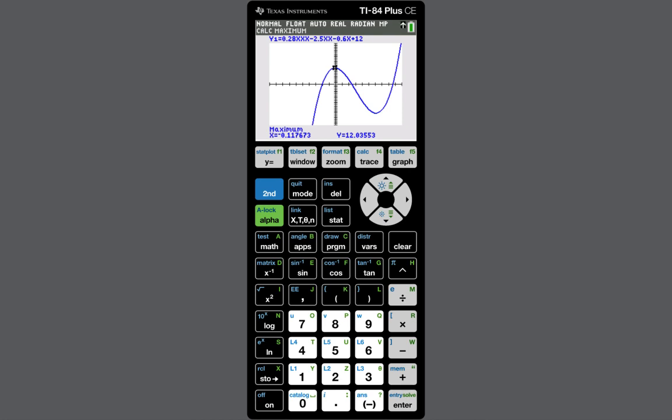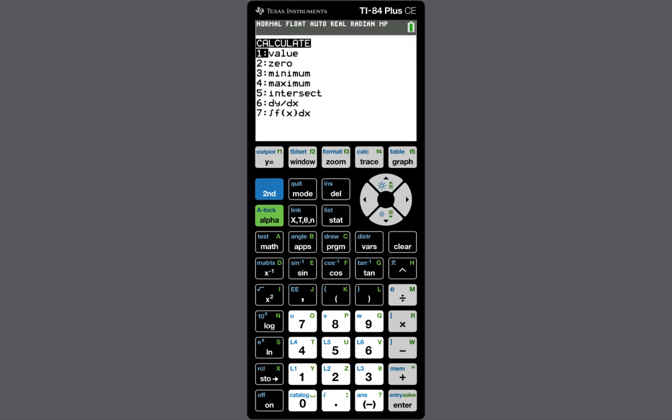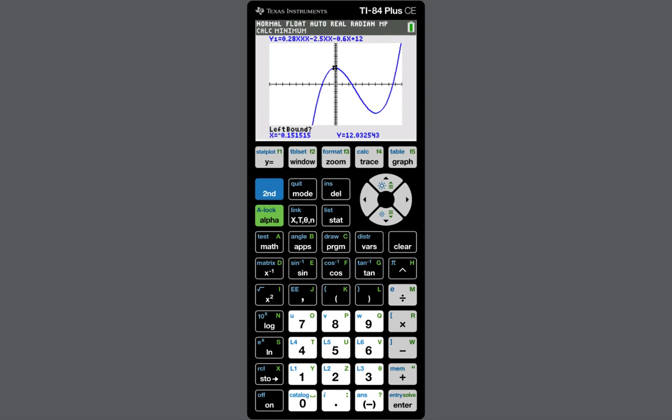So I'm going to go second, and after that, calc. And I want the third choice this time. And I'm going to scroll to the right until I'm on the left side of that valley. That'd be a good enough spot. It's the left side of the valley. When I hit enter, it wants me to go to the right side. So I slide over to the right of it. And once I'm definitely on the right side of the valley, I hit enter twice. And negative 21.13 is the minimum y value.